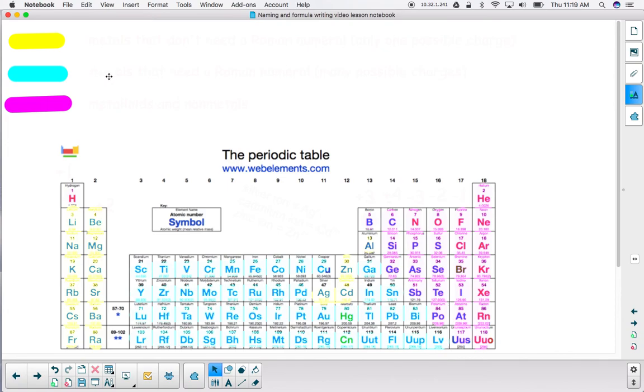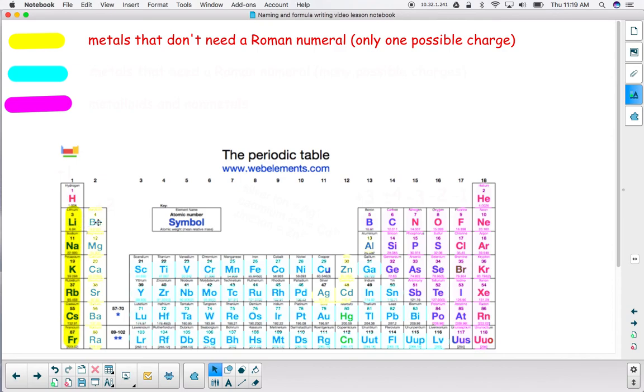We're going to color different sections of this periodic table to represent different things for naming. The first elements we're going to color yellow, and these are metals that don't need a Roman numeral because they have only 1 possible charge. The elements that don't need a Roman numeral, that are metals, are the first and second column of the periodic table. And the reason they don't need Roman numerals is that everything in the first column is +1, everything in the second column is +2.